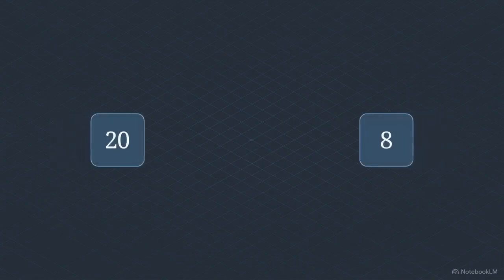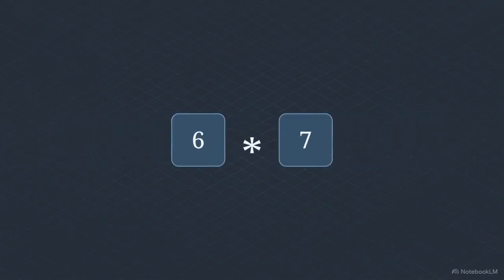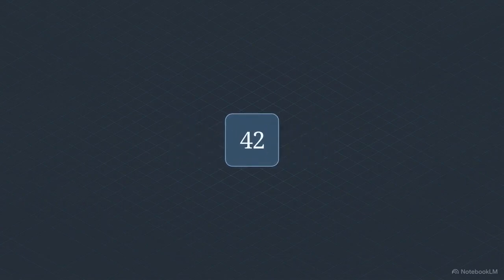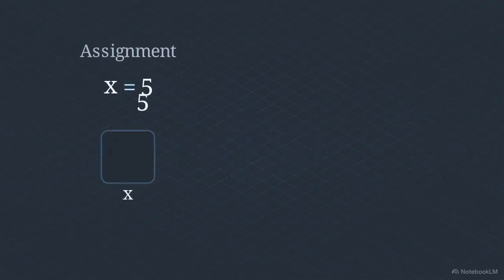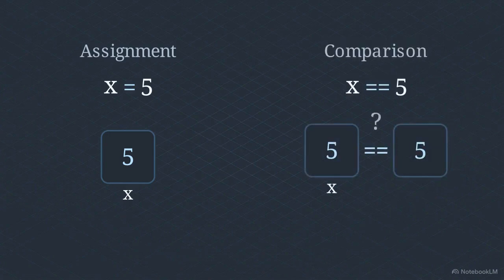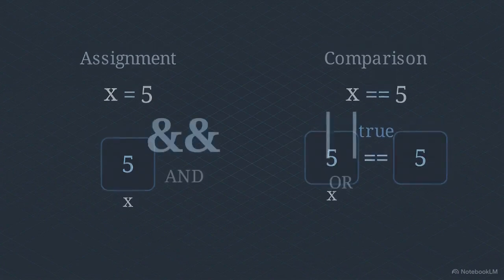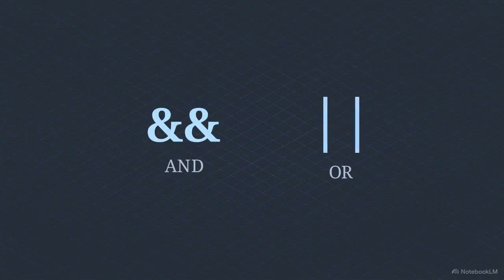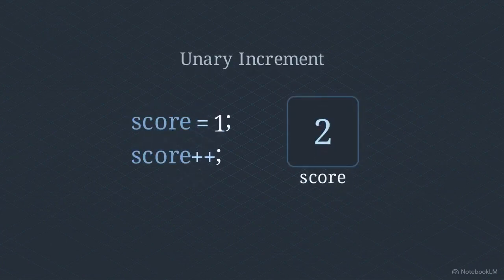Once your data is stored, you need to manipulate it. Arithmetic operators like addition, subtraction, and multiplication allow you to perform math directly on your variables. A single equal sign assigns a value to a variable. A double equal sign compares two values. For logic, we use the double ampersand for and, double pipe for or. The unary ++ operator increments a variable by 1.